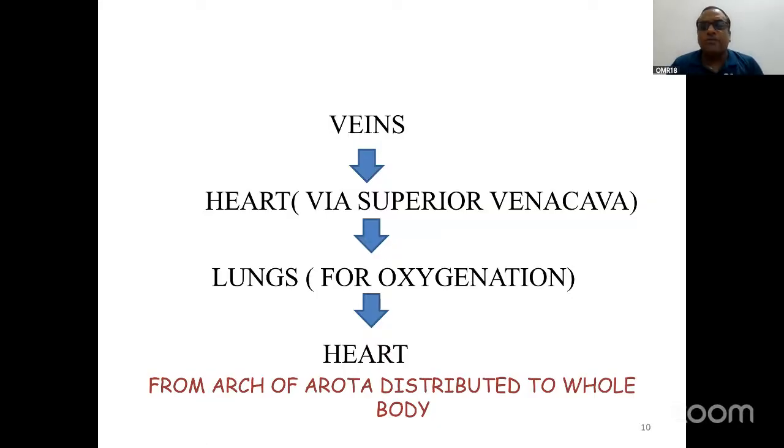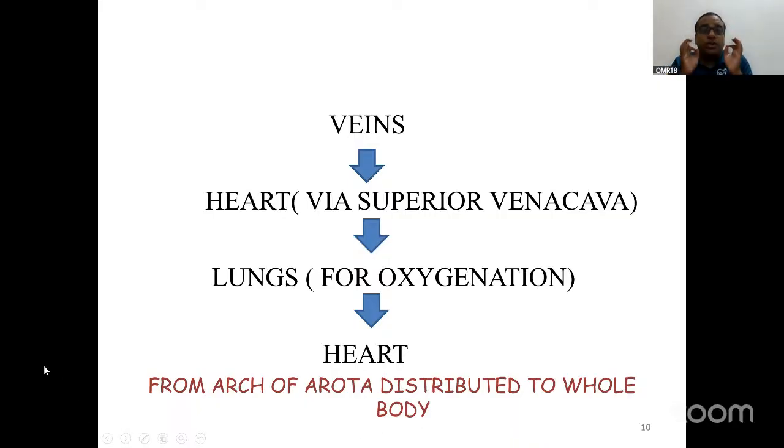So superior vena cava from the upper part of the body, inferior vena cava, lower part of the body, it goes into the right atrium. That is the cardiac cycle physiology. And from the heart, it goes to the lungs for oxygenation. So the carbon dioxide blood through veins goes again to the heart, and from the heart, it goes to the lungs, and again CO2 becomes O2, and it comes out to the left atrium, to the left ventricle, and from the left ventricle through the arch of aorta, it is distributed to the whole part of the body.